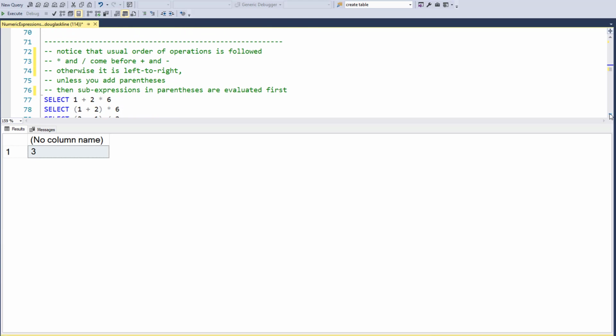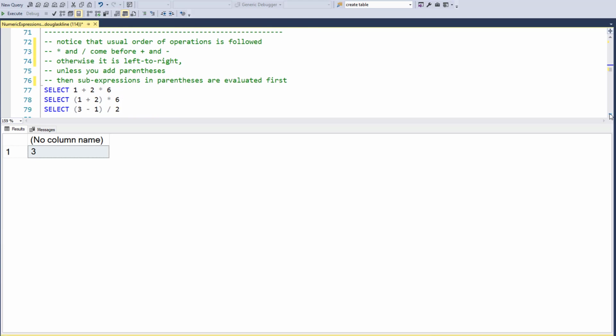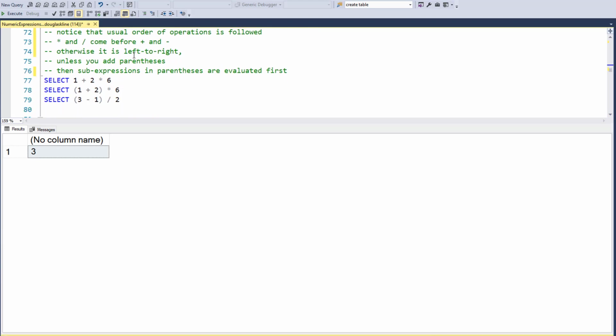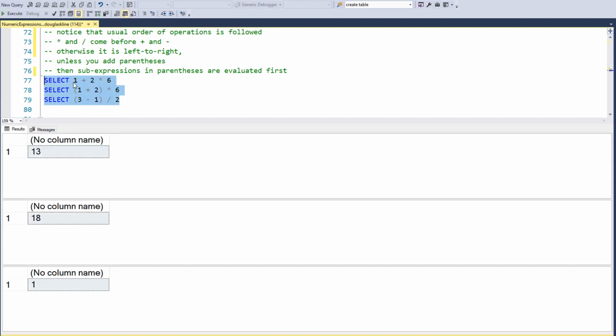So notice that the usual order of operations is followed. If you took algebra or you've used a spreadsheet, there is a precedence here. Notice that in this case, the 2 times 6 is evaluated first and multiplied out to 12. And then the number 1 is added to it to give us 13.